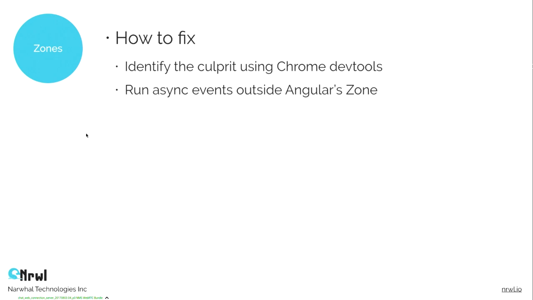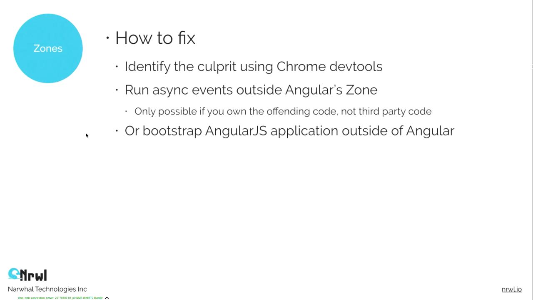the source. But you have some options. You can run the events outside of Angular Zone, which is possible if you own the offending code. So if it's code that someone on your team has written and you can change it yourself, then you can do this. If it's third-party code, you could technically fork it and do it, but typically you don't want to maintain third-party code. The other option is that you can bootstrap your AngularJS application outside of Angular, in which case async operations won't trigger change detection. So that request animation frame, you could continue doing it and it wouldn't cause this change detection. It would just do it the one time that change detection was already occurring.